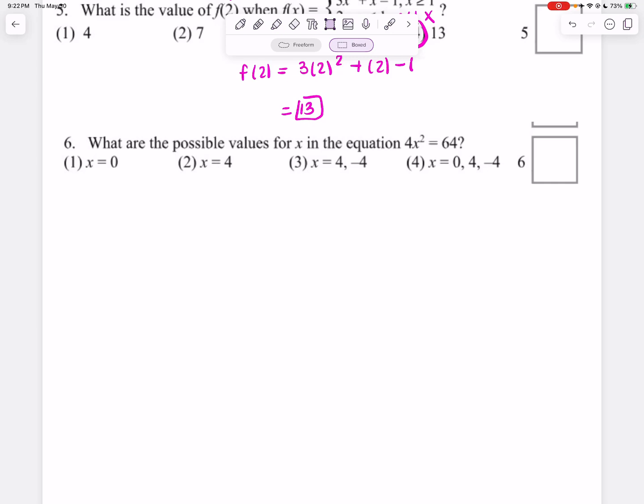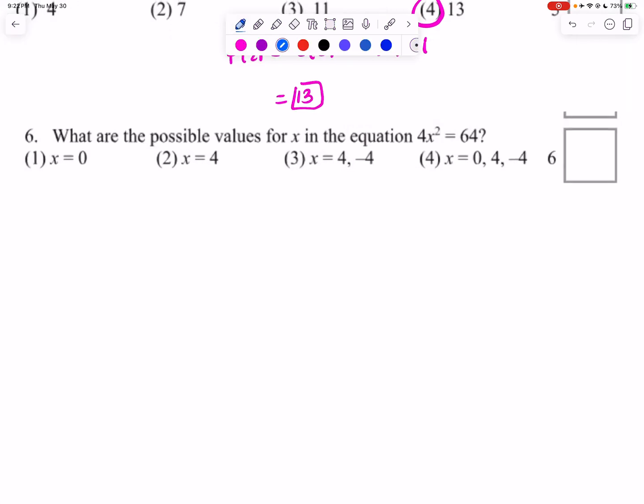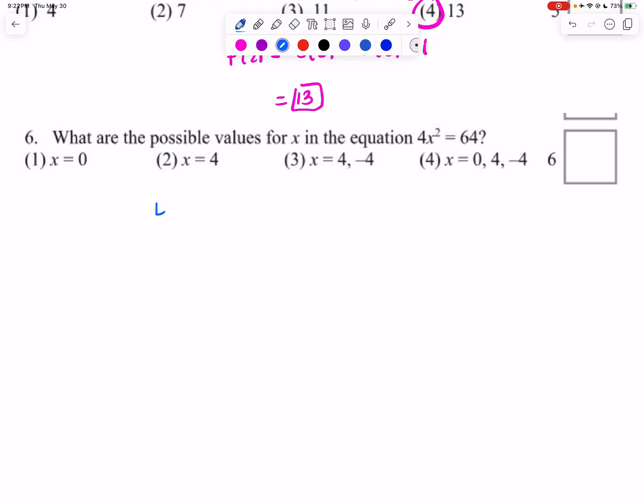Number 6, what are the possible values of x in the equation 4x squared equals 64? So there's two ways to do this. We're going to do it by hand first, then we're going to show you how to do it using the calculator. So I'm going to write down 4x squared equals 64.